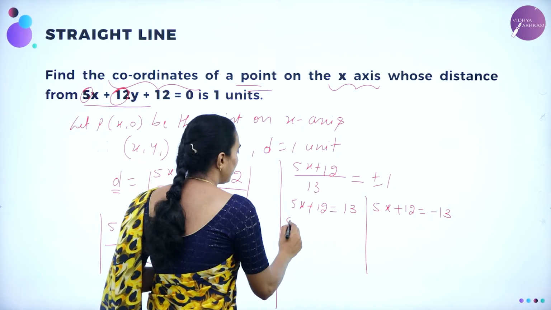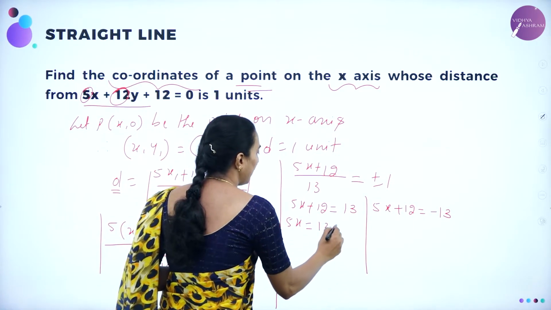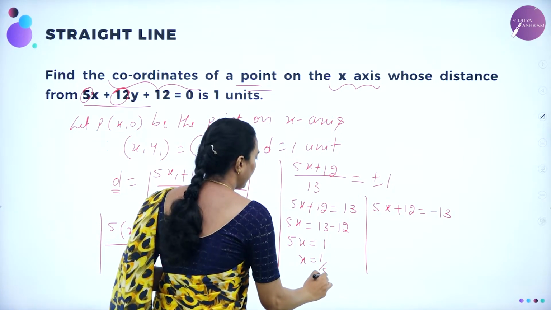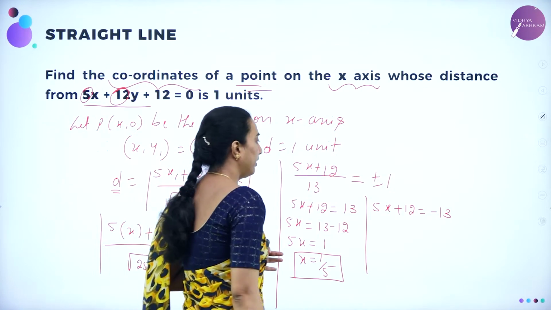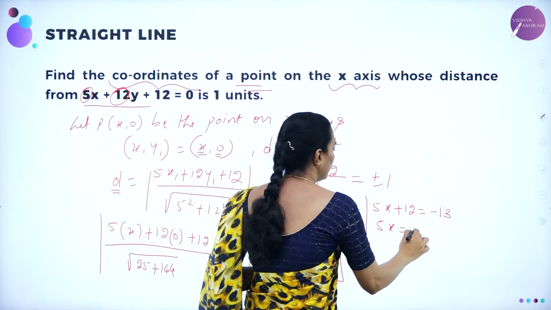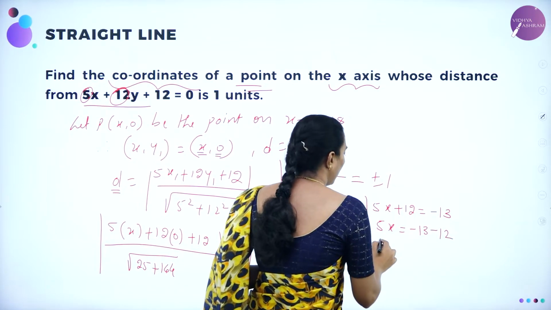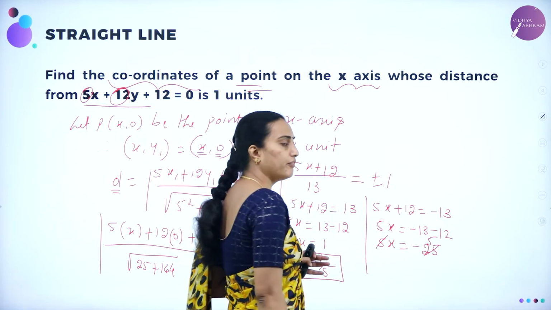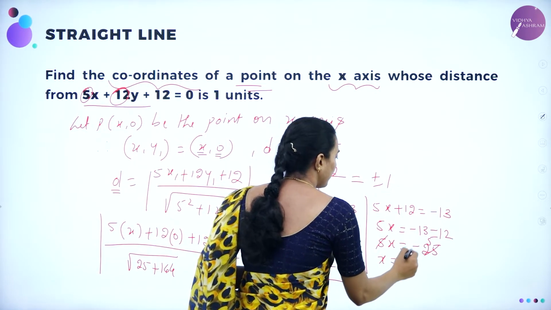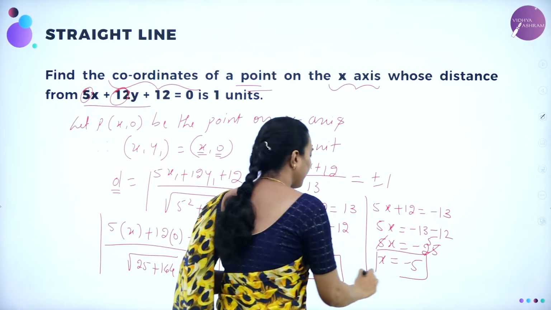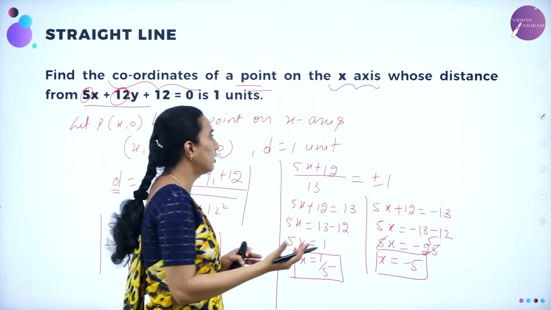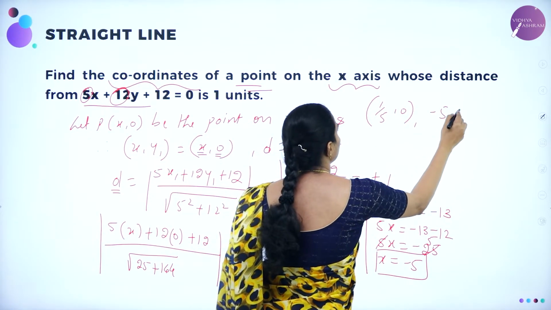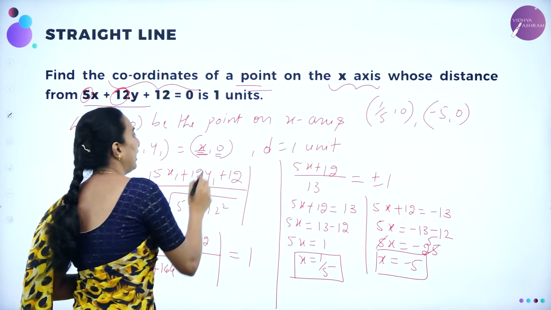Now here 5x will be equal to 13 minus 12. So 5x is equal to 1, x will be equal to 1 by 5. This is one value. And then 5x is equal to minus 13 minus 12, or 5x is equal to minus 25, so x will be equal to minus 5. So one is minus 5, another one is 1 by 5. What are all the points? One is 1 by 5 comma 0 and another one is minus 5 comma 0. That's it, substituting the x value.